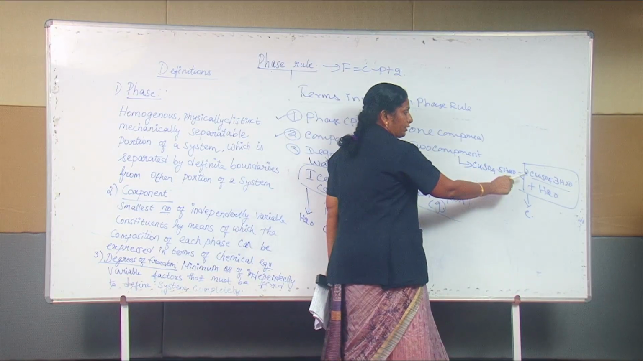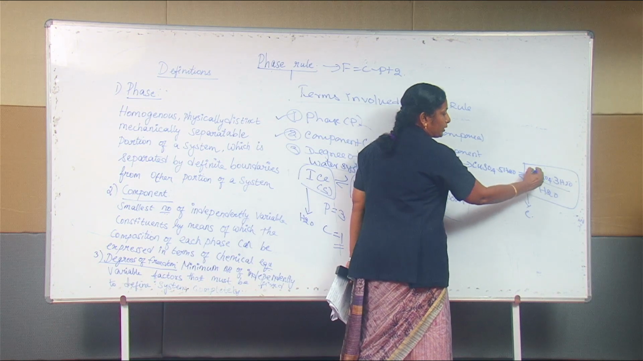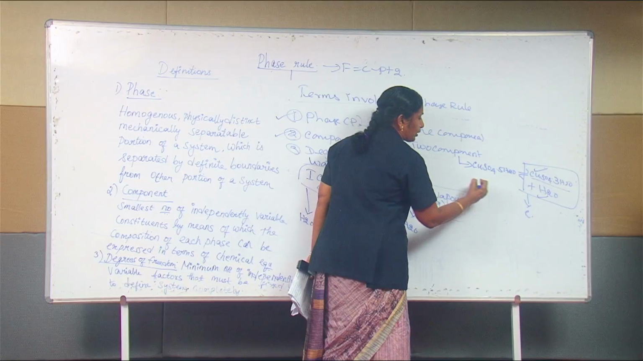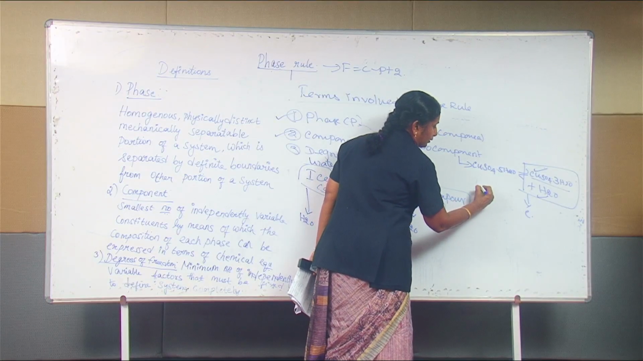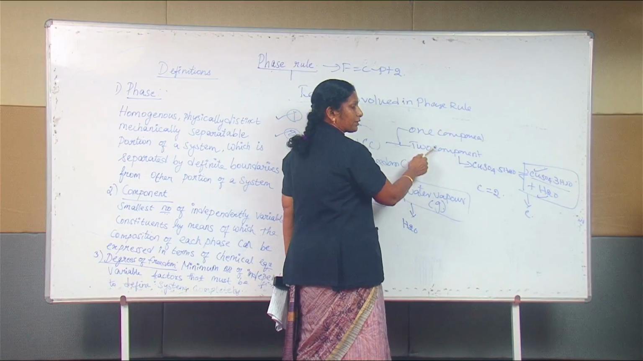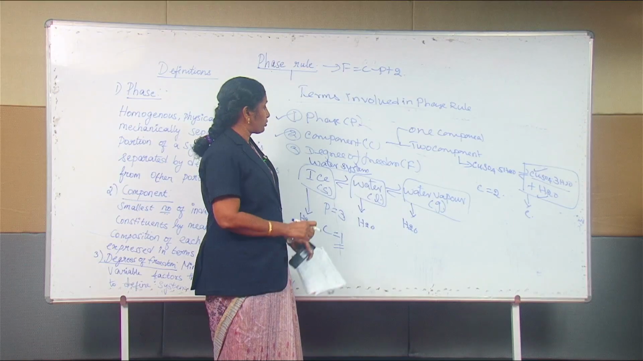Here, in the right hand side of this equation, how many components are present? There are two components. One is copper sulfate trihydrate, another one is water. How many components are present in this equation? Component is equal to 2. This is the best example for a two component system. Okay, up to this, are you clear?